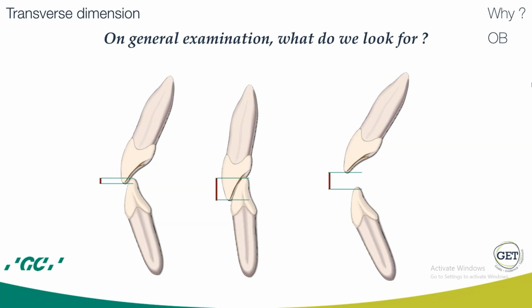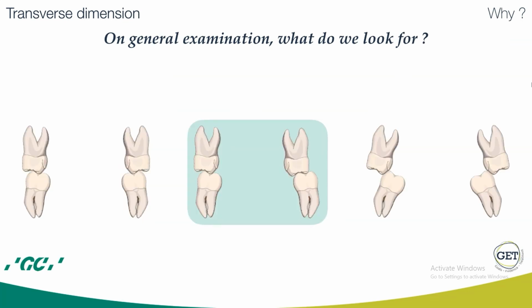Then also we want to know our vertical. We want to know about overbite. Do we have a patient with a deep bite or a patient with an open bite? And excepting obvious cases with crossbite or scissor bite, how often are we really looking at the transverse situation of our patients?